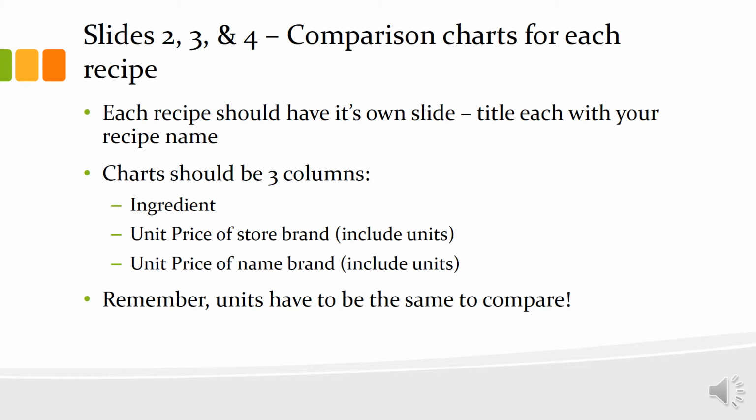What we're going to do with the charts is you're going to put your ingredient in the first column, the unit price of the store brand in the second column, and make sure you include your units, and the unit price of the name brand in the third column. Remember that units have to be the same for you to compare.